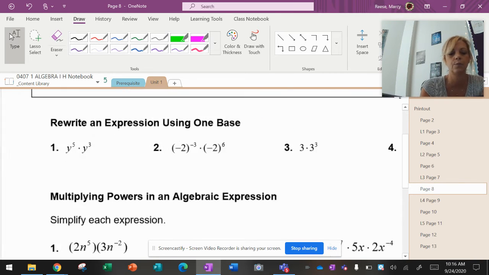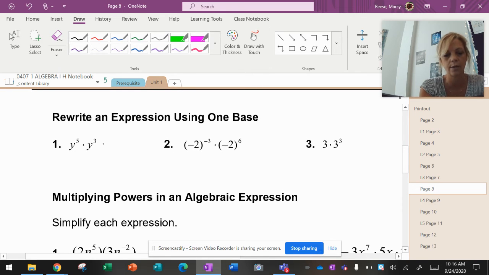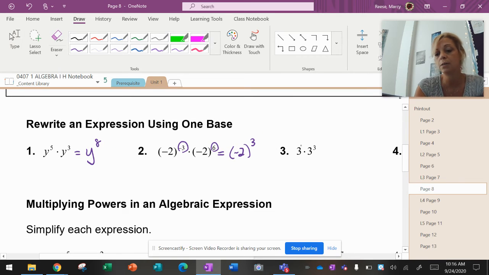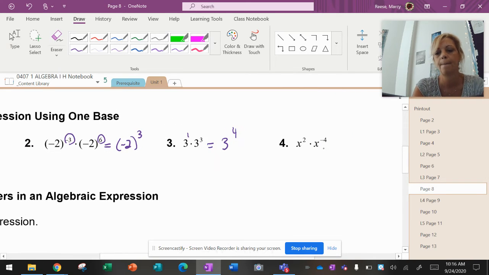The base to this one is y. They both have y, so I'm going to do just like we did before. We're going to add. The base to this one is a -2. I'm going to add -3 and 6, that is 3. The base to this one is a 3. It's got a 3 to the first. 3 plus 1, or yeah, 1 plus 3 is 4. Base doesn't change. Base does not change.